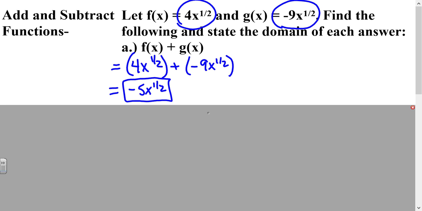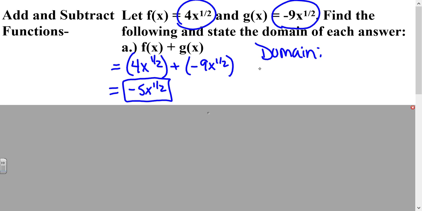So, I cannot plug in any negative numbers for x because if I do, I will get an imaginary answer. I can plug in 0 because the square root of 0 is just 0, and I can plug in positive numbers, but not negative numbers. So my domain of these two would be anything above 0. And if I look at my answer, it's also raised to the 1/2 power, so it has the same domain.